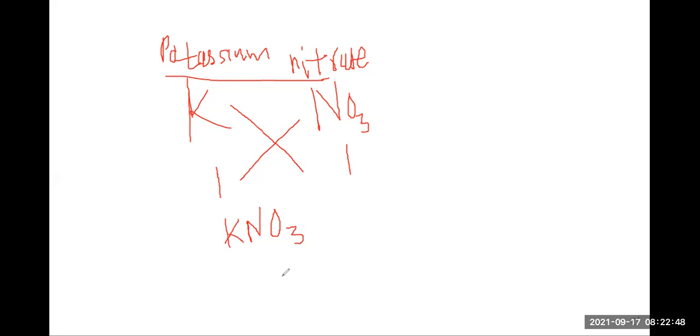First step, you have to write its radicals, their symbols. Then second step, you have to find out its valency. And third step, you have to do cross multiplication. And fourth step, you will get the formula. Got it?